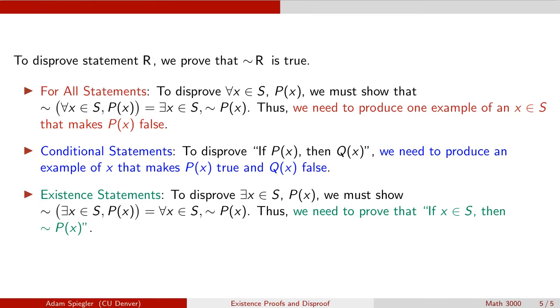And then lastly, we can apply disproof to existence statements. These would be statements that have an existential quantifier. To disprove this, we want to prove that its negation, which would be a universally quantified statement, is true. So we need to show that if x is in S, then it follows for all of these that not P is true. We'll work with concrete examples of these types of proofs in class.